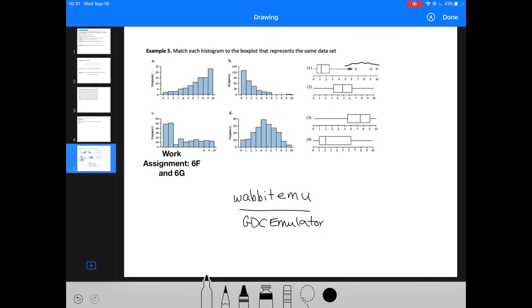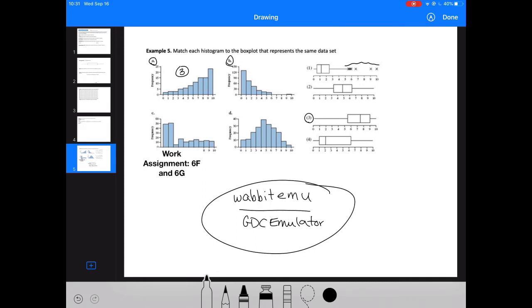The last example here is just matching each histogram to the box plot that represents the same data set. So let's do this one first here. A looks like it's got a lot of data values sorted to the right-hand side, which means that the box on our box and whisker plot is going to be over on the right-hand side. So that's going to put us right here with number 3.